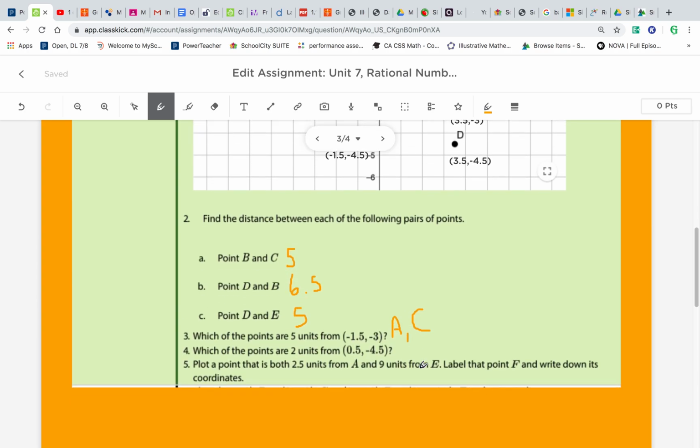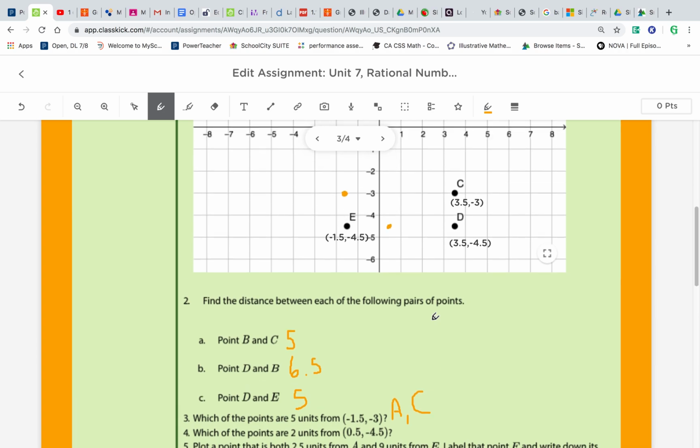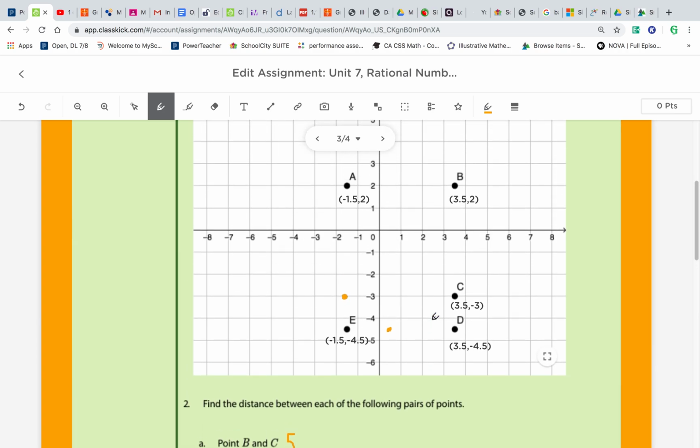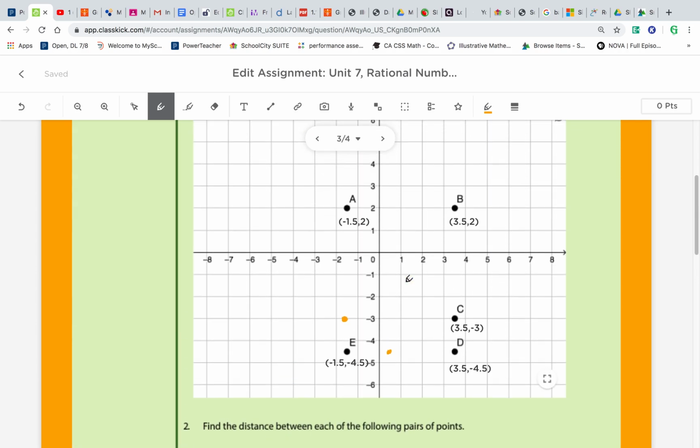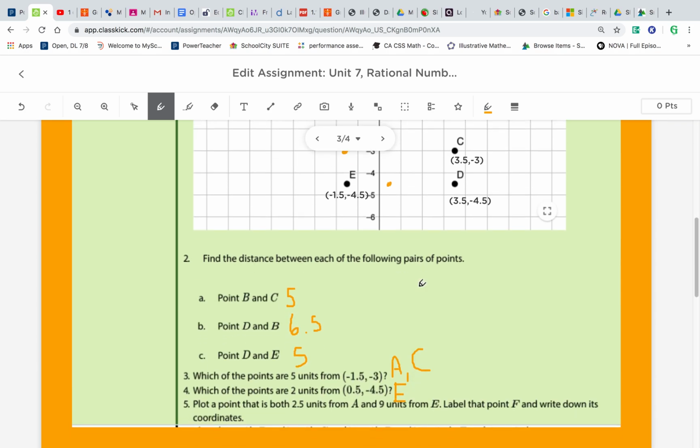Okay, so we want to know which points are 2 units. Okay, well 2 units, I think maybe E might be, right? 1, 2, yeah, E is. Is there anything else that might be 2 units away? 2 is going to be a little easier to tell because it's got to be really close. D, if we look at D, that's 1, 2, 3. That's too far. C is going to be too far. And A and B we don't have to worry about. They're way further than 2 points away.